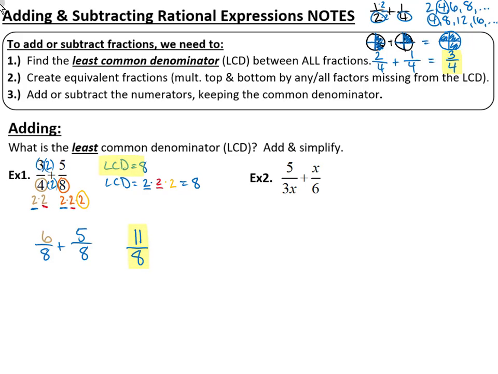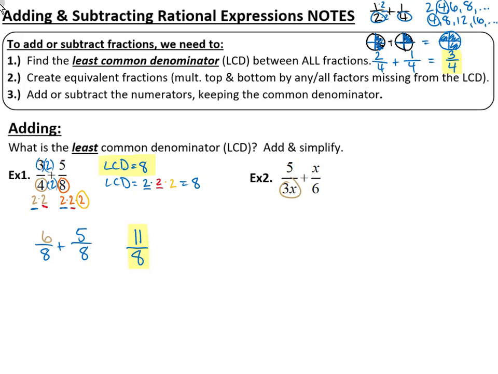So our least common denominator was 8. We've added, and now can we simplify 11/8? No, the top and bottom don't have any common factors, so we can't reduce. Okay, let's try number 2, which now has more expressions to deal with. Okay, we have 3x and 6.